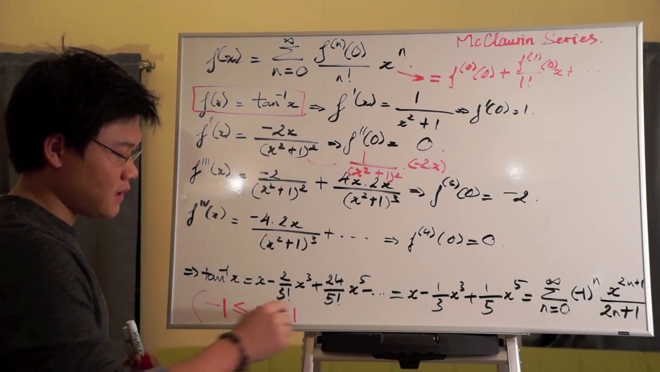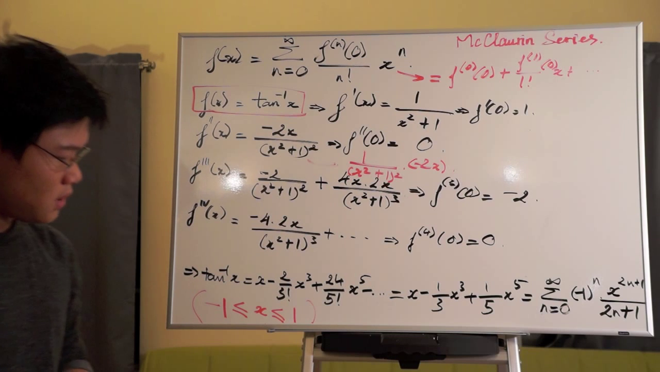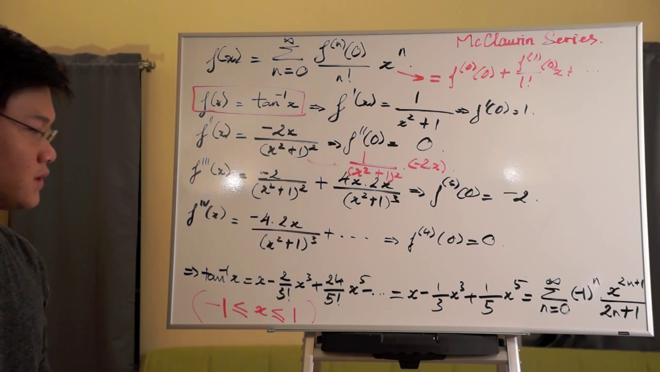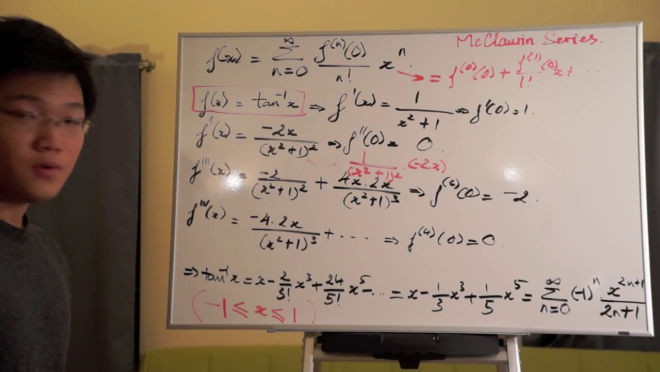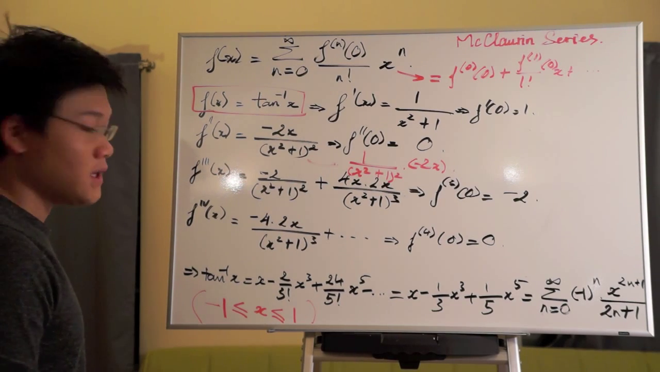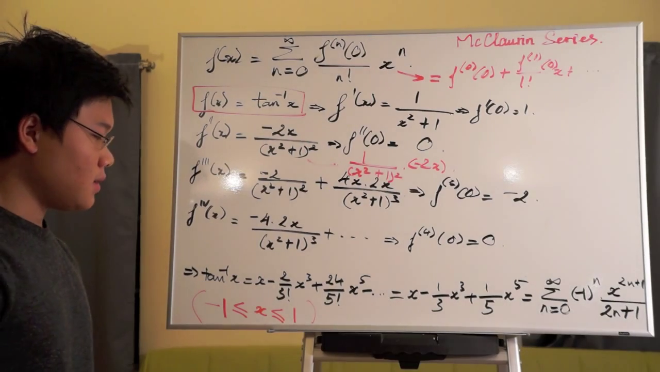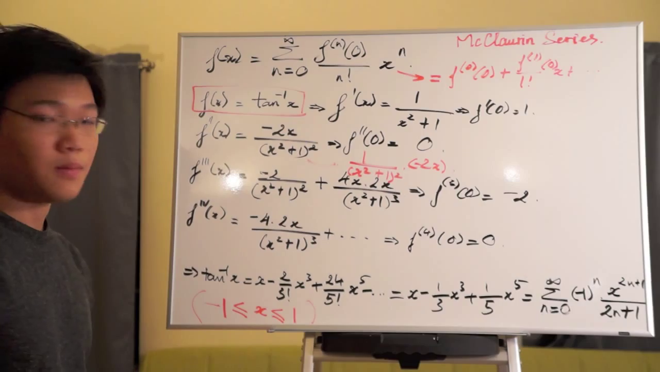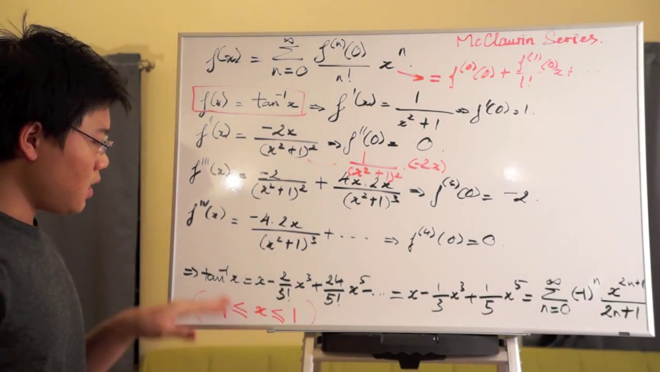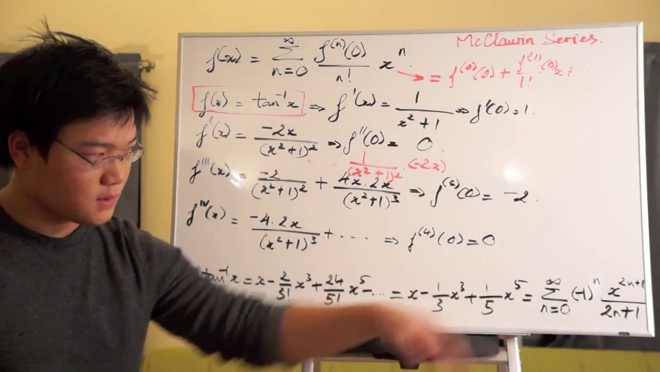Okay, this is the interval of convergence. How do you go about finding this? You can either apply the root test or you can apply the ratio test and set it to be less than 1, and you can find the appropriate values of x in order for this series to converge.